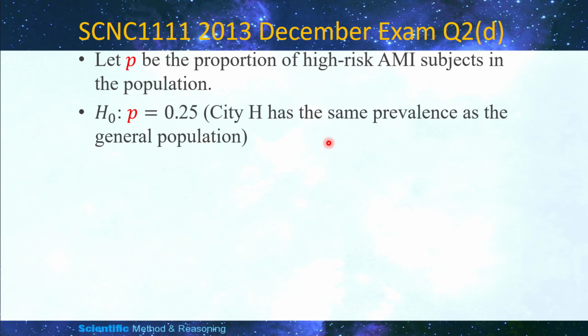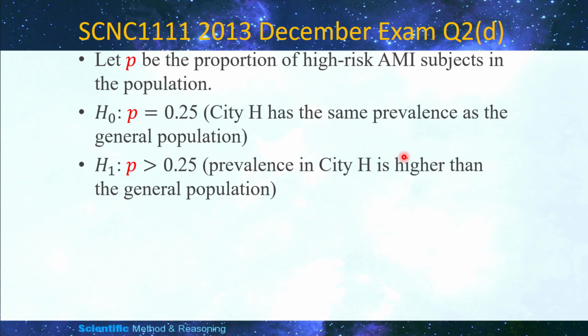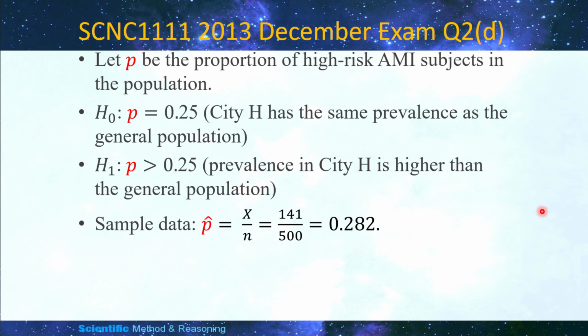But the new claim, the alternative hypothesis, is that the p in city H is higher than that of the general population, because city H is a much more highly polluted city. So the alternative hypothesis on the parameter is p is greater than 0.25. That is how we set up the null and alternative hypotheses.